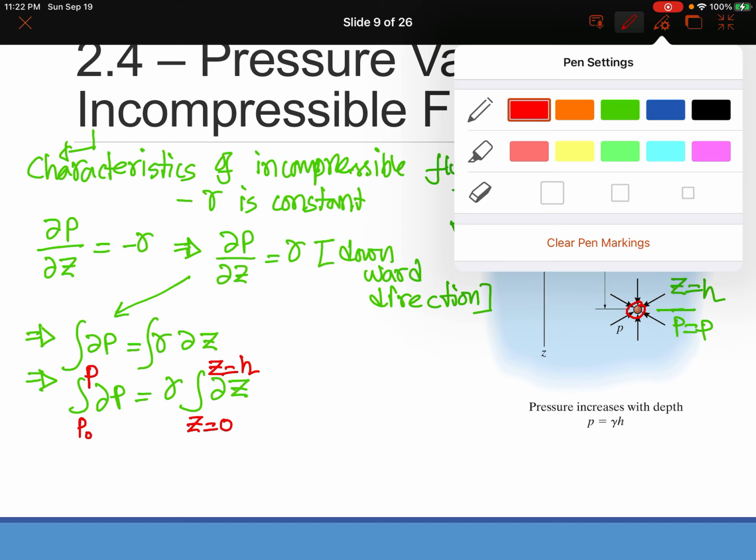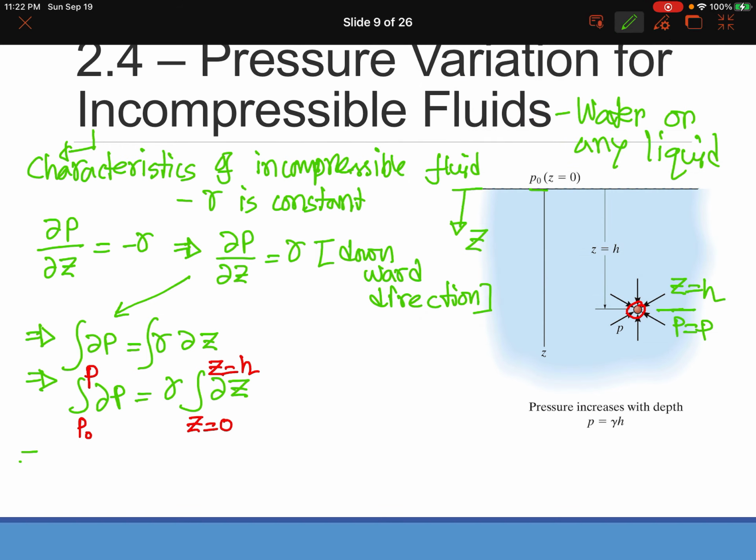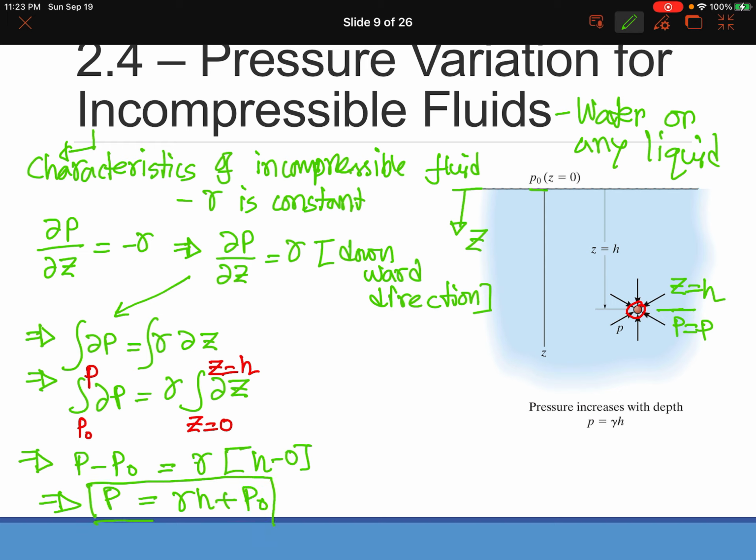Okay, so if you do the integration, it will be P minus P naught equals gamma times H minus 0. So P equals gamma H plus P naught. Okay, so that is the expression for pressure variation for incompressible fluids. That means for any liquid.